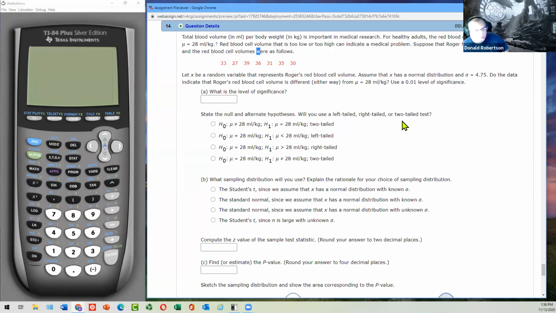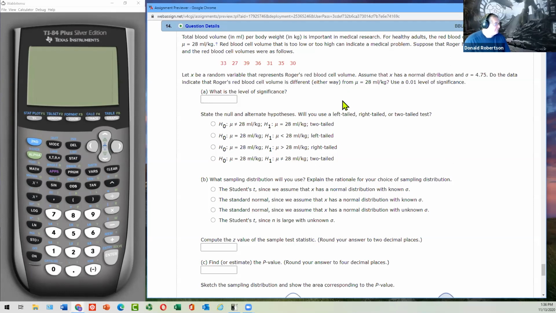However, if it's too low or too high, so if it's bigger than 28, that's too high. If it's less than 28, it's too low. That very often indicates some type of illness, and the doctor should maybe look into it. So this poor guy, I think his name's Roger, had 7 blood tests, and these are the values that he got.